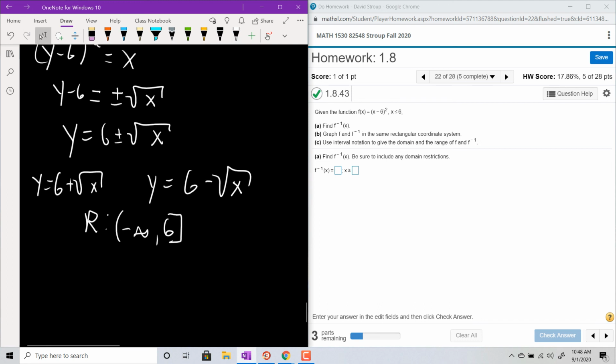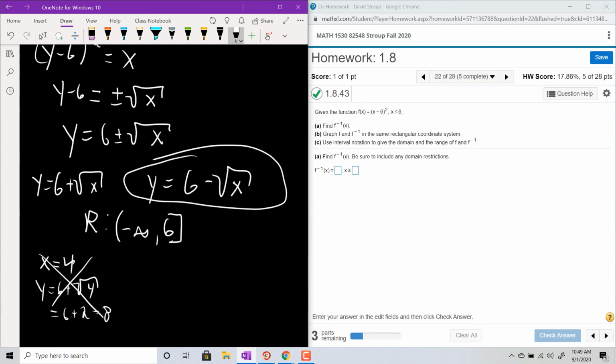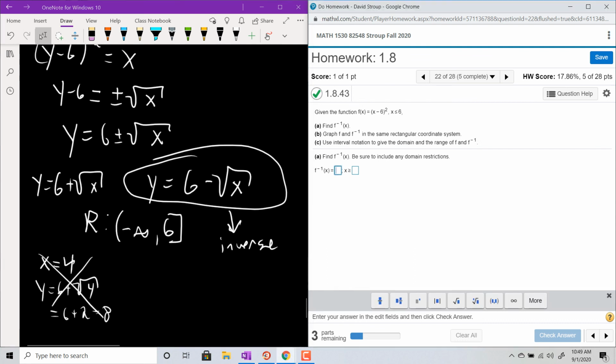Well, you could try it, right? You could say, let's let x equal 4, right? So y equals 6 plus the square root of 4 is 6 plus 2 is 8. Is 8 in that range? No, it's not. Okay, so we're going to be using this piece as our inverse. Okay, so f inverse must be the 6 minus square root of x.